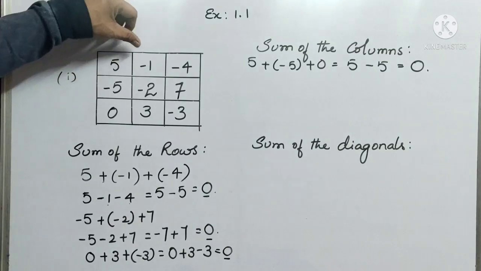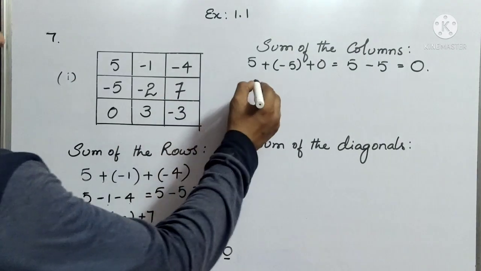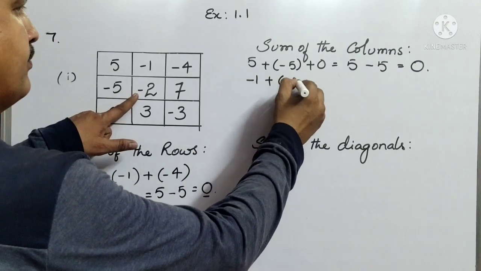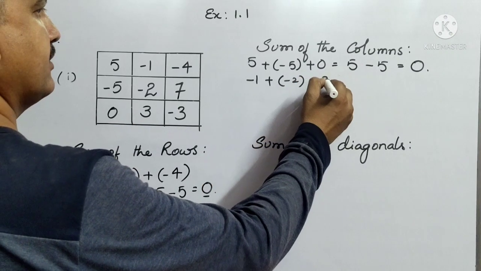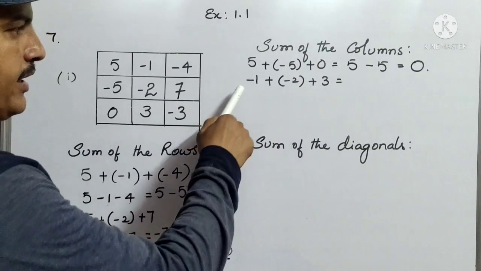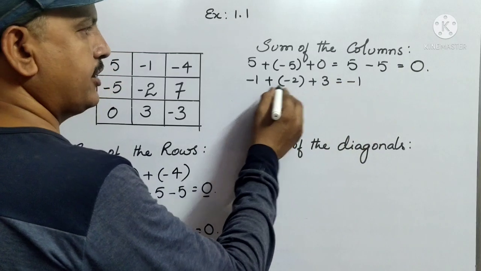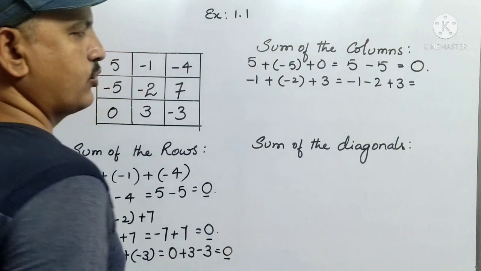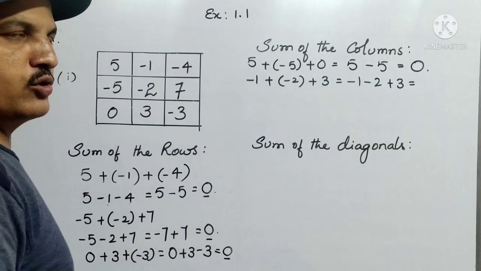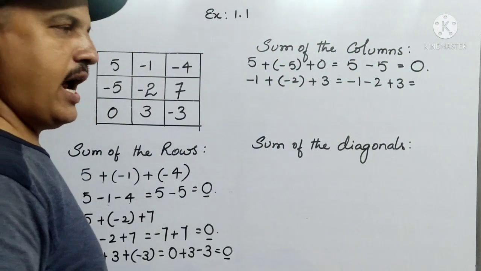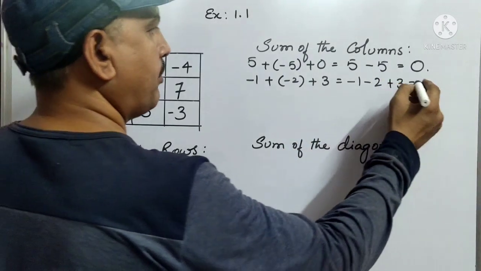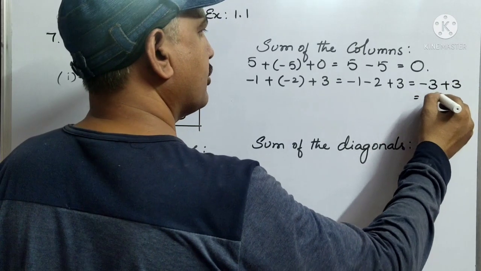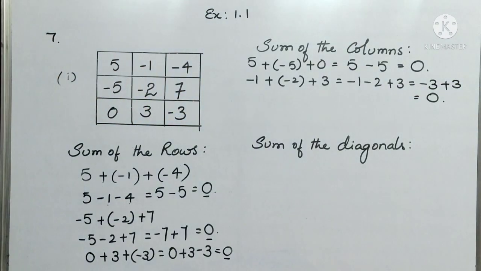Next, second column: minus 1 plus minus 2 plus minus 3. So minus 1 plus into minus 2 plus 3. Minus 1 minus 2, both are negative, so what to do? We have to add. So minus 1 minus 2 is minus 3, plus 3 is 0. Okay. Next.